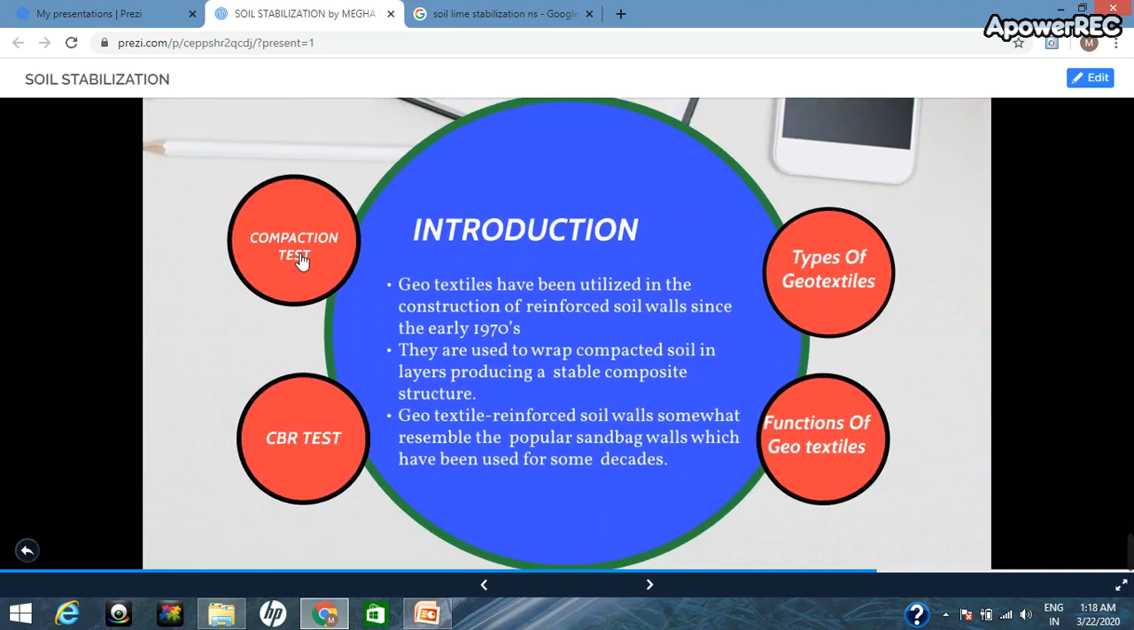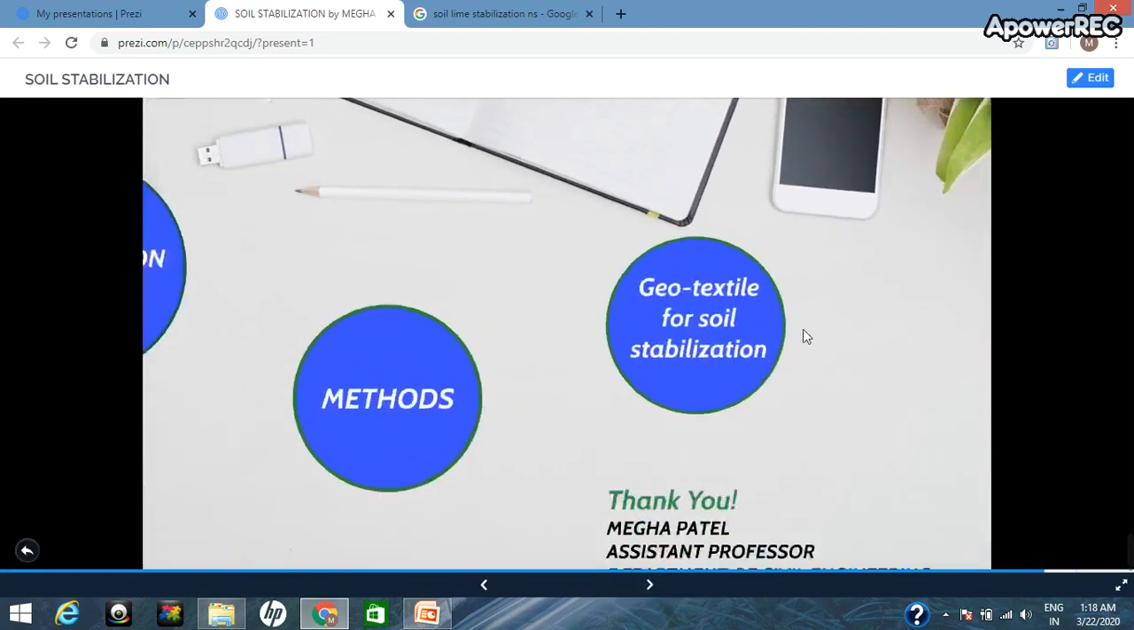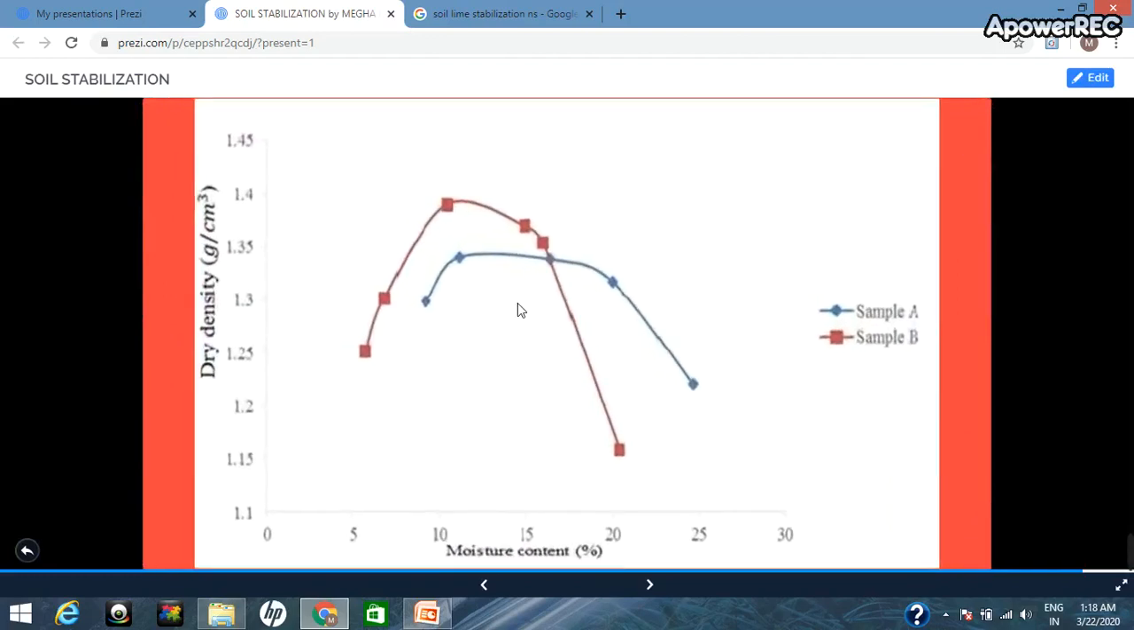The next one is the compaction test. As you can see, there are two samples. Sample A is without geotextile and sample B is with geotextile. You are stabilizing the soil with the help of geotextile, and in sample A we can observe that at a large amount of water content you get a higher maximum density, but with sample B you observe a higher maximum density at lower water content, that means lower OMC.